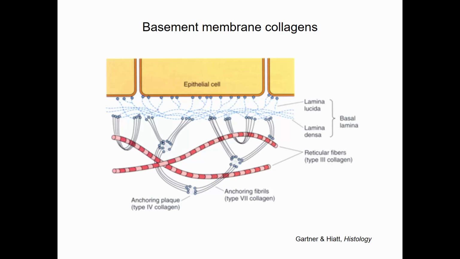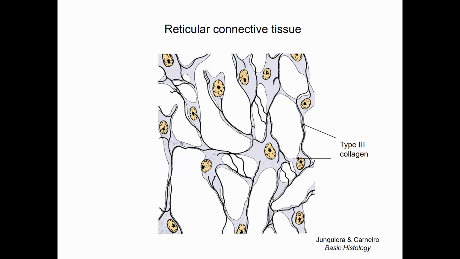And the reticular lamina very prominently has type 3 collagen fibers. They're called reticular fibers. And the type 6 is anchoring fibrils. And there are anchoring plaques that are made of type 4 collagen. Anyway, it's a complex structure, but type 3 is the most prominent collagen in the thick region of the basement membrane.